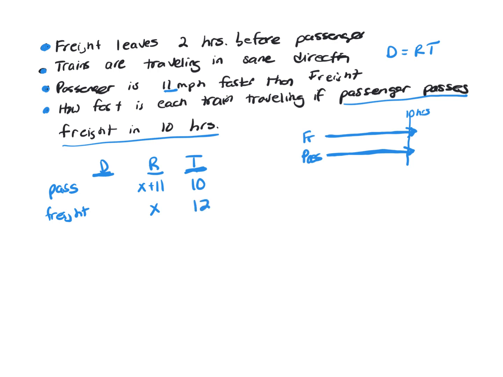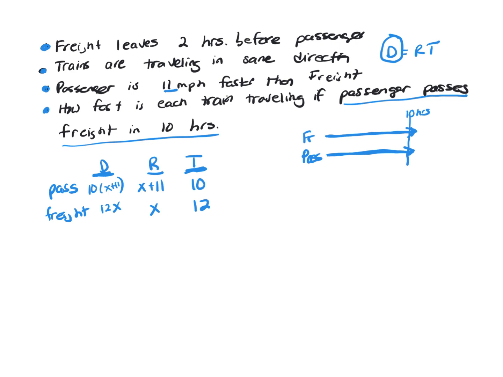So I filled in 2 columns completely. I know my rate column and my time column. I need to figure out my distance column. Use the formula. Distance is rate times time. So this will be 10 times X plus 11. And freight will be 12 times X. I multiply the rate times the time.